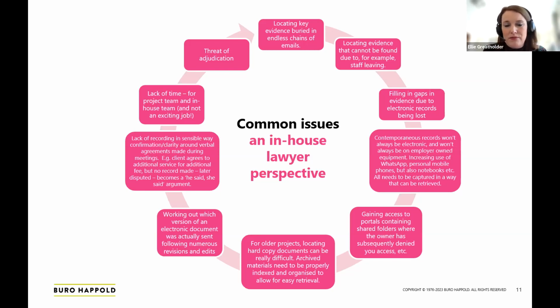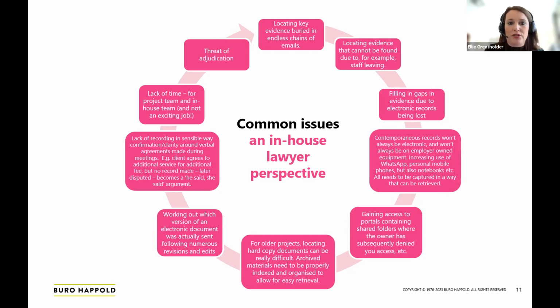Sometimes there's no evidence in writing at all to try and explain this, and you're relying on a kind of he said, she said argument years down the line. Really difficult to unpick. And then there's our classic lack of time, both in my experience for my own team from a legal team's perspective, but also more importantly, I guess, from our project team's perspective.